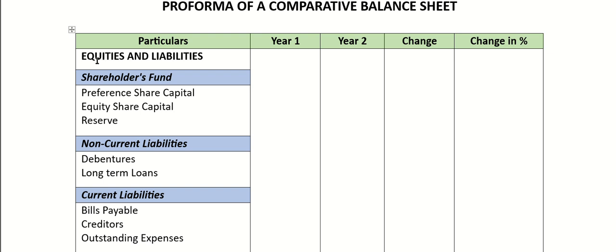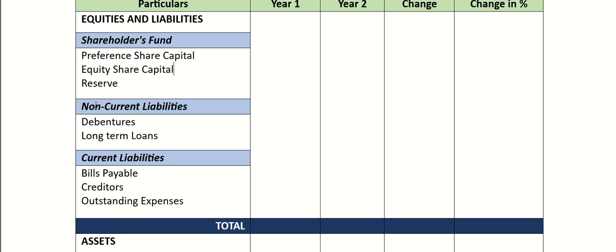Now see what are the elements given. Preference share capital, equity share capital, or simply the capital. When we prepare for our exam, we would have written just the capital. When we are doing it for a real life situation, you would have these two kinds of capital. Just understand it is just a classification of the capital. Now we have reserves, then non-current liabilities.